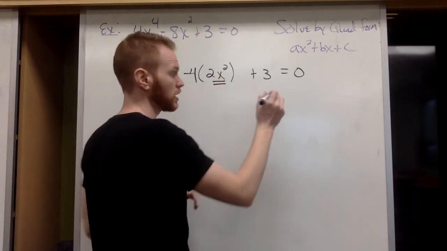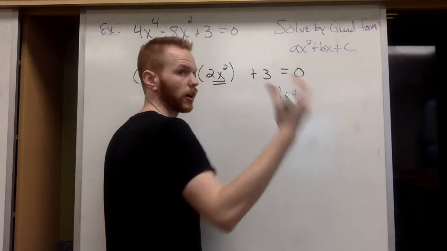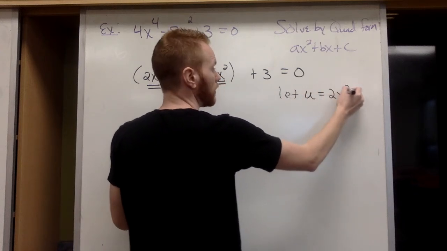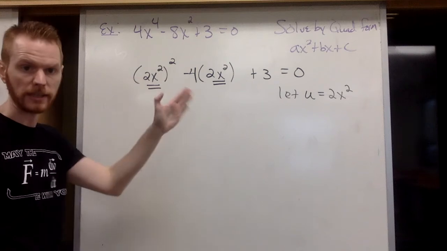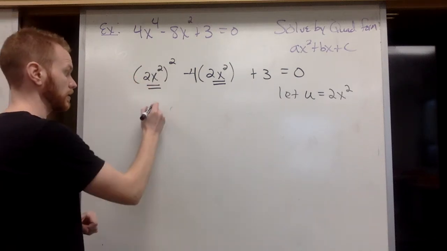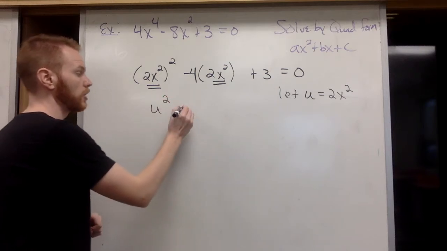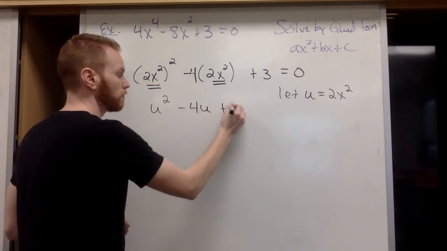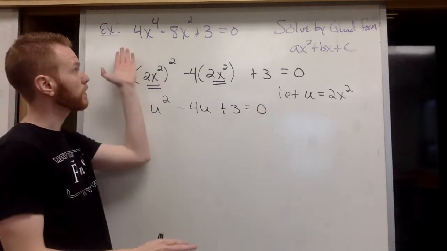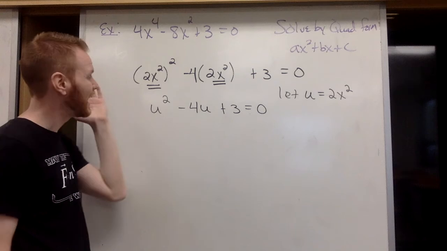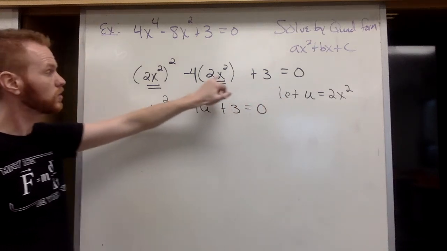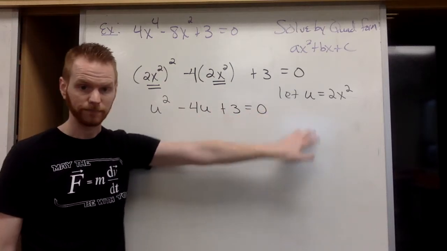Now, what to do? Well, here's what I'm going to suggest. We're going to let a random variable, let's say u, equal the term that they have in common. So the 2x squared. I'm going to let u be that. All right? So anywhere I see this term, I'm going to pluck it out and put u in its place. This would be u squared. And then over here would be minus 4u plus 3 equals 0. Now notice, I took something that was a quartic, all right, and I simplified it down to a quadratic by a little bit of substitution because they have a 2x squared. That's what they have in common.